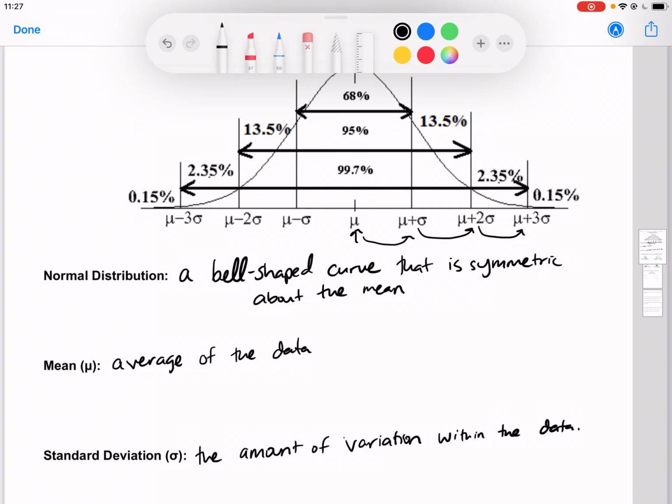You'll notice that to find each value on the x-axis, the horizontal axis, to go to the right, you just add the standard deviation every time. To go to the left, you just subtract the standard deviation every time. These two locations right here are called one standard deviation away from the mean because you've added or subtracted just one standard deviation. If I say 2 standard deviations from the mean, I've added or subtracted 2 times the standard deviation.